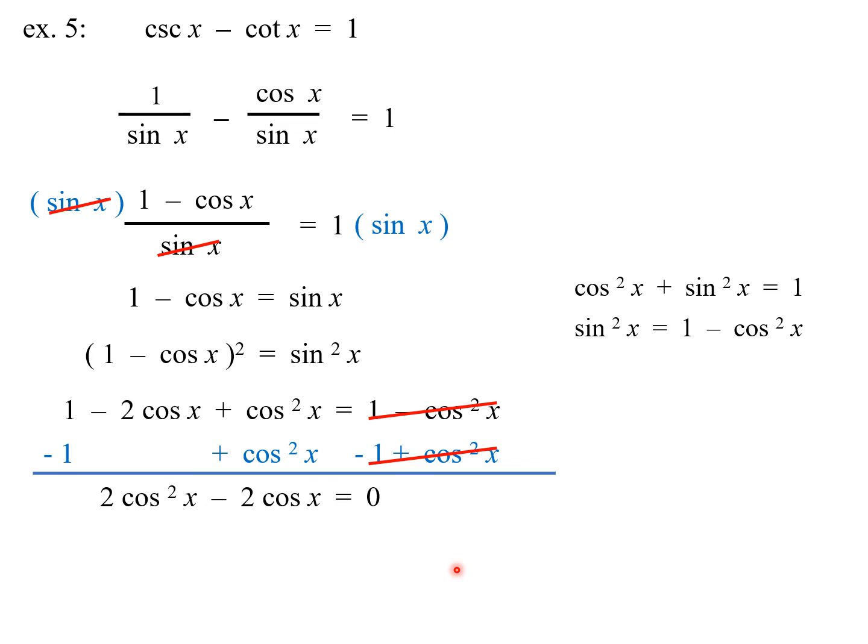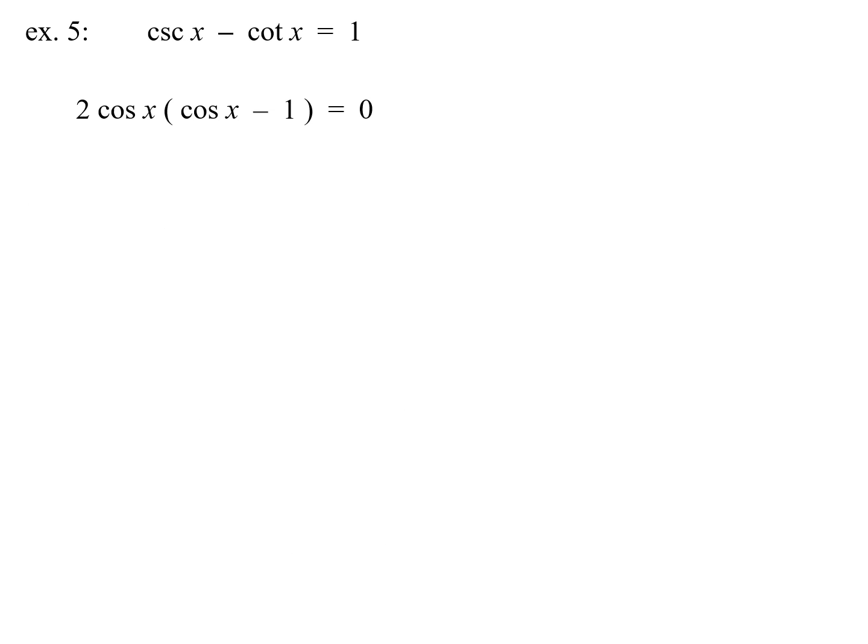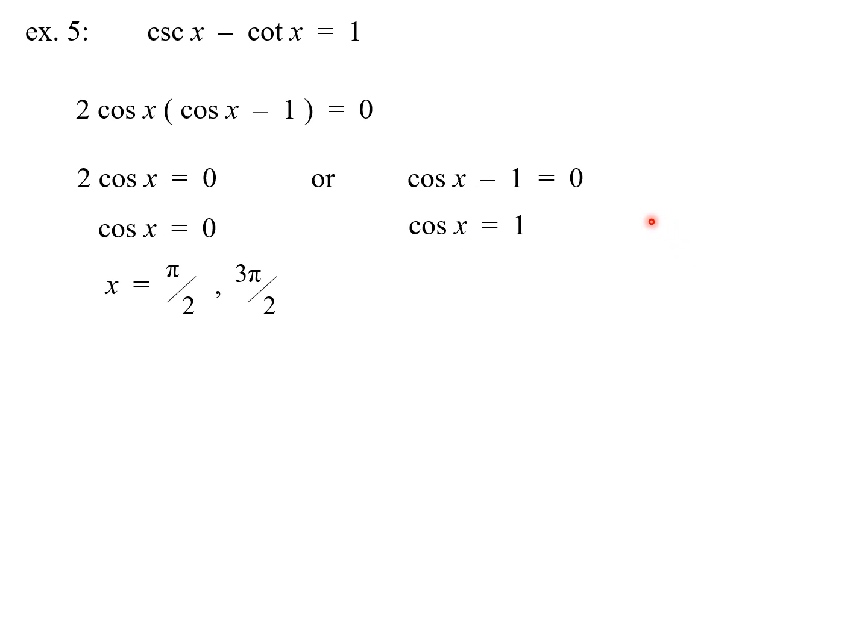All right. And then I'm going to factor this out. So I see a common factor of 2 cosine of x. So I'm going to factor it. And I get this. All right, now I have a product equal to 0, so I'm going to separate it, solve each one. Divide out the 2, and you get cosine of x is 0, right? And so x is equal to either pi over 2 or 3 pi over 2. Or the cosine of x is equal to 1, and the solution for that is x equals 0.